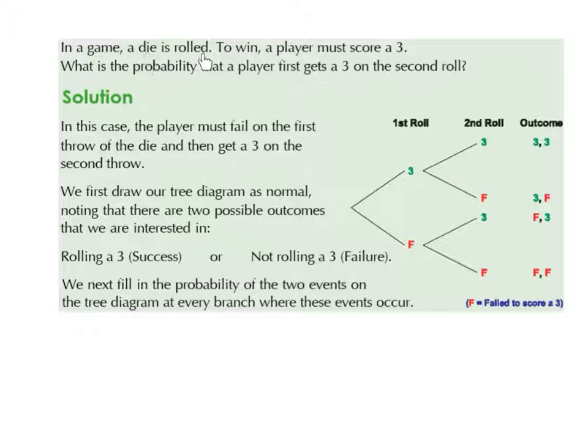In a game, a die is rolled. To win, a player must score a 3. What is the probability that a player first gets a 3 on the second roll?